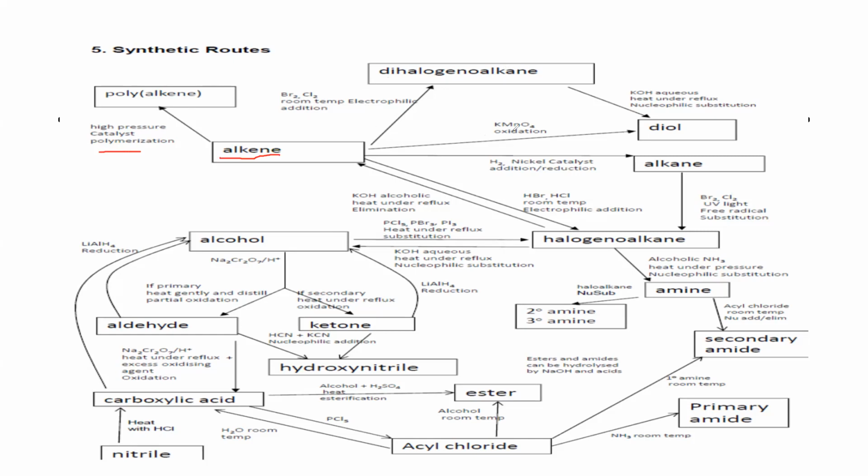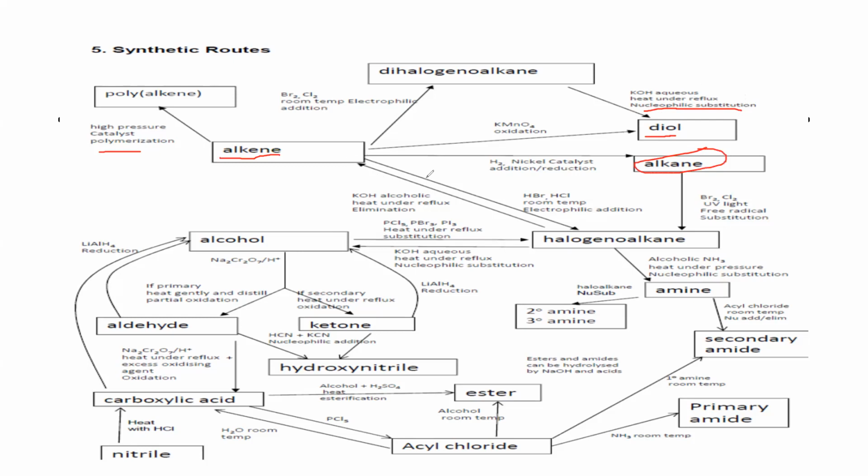Or if you use potassium manganate(VII) as an oxidizing agent, alkene will form diol. That's also a reaction of AS chemistry. Or if you have dihalogen alkane, you react with aqueous potassium hydroxide and heat under reflux. Nucleophilic substitution will occur, and that will also result in the formation of diol. If alkene is there, you use hydrogen as a reagent and nickel as a catalyst. That will result in the formation of alkane.